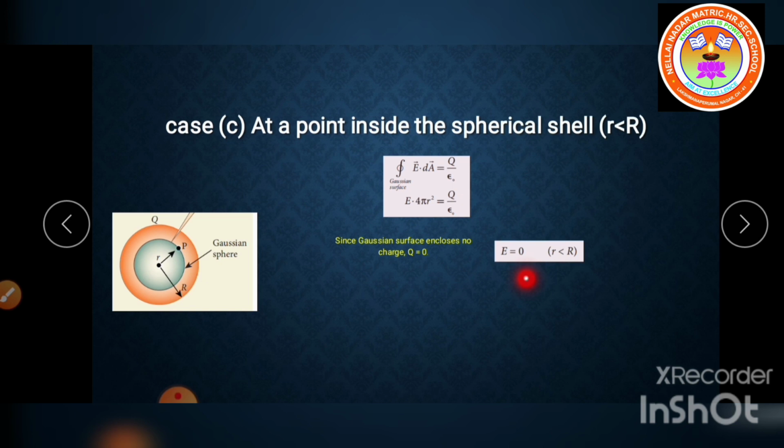Also listen children, what is the condition we have taken? r is less than capital R. So the electric field due to the uniformly charged spherical shell is 0 at all points inside the shell. Mark it for a 1 mark question. The electric field due to the uniformly charged spherical shell is 0 at all points inside the shell. Understand children? It is a very important 1 mark question.